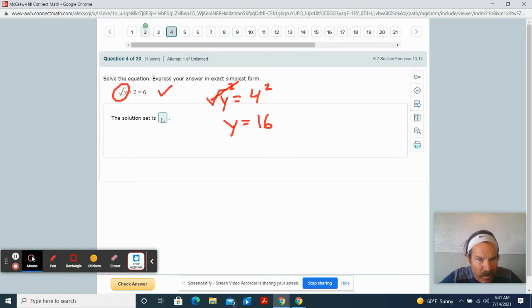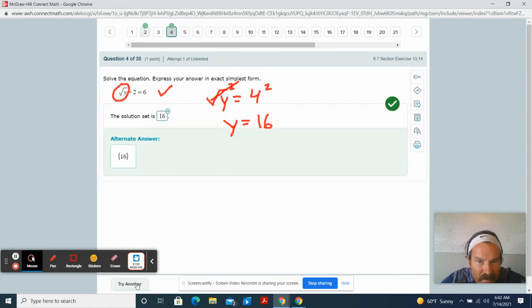Remember when we check the box here? Let me see if we can just put 16 without clicking this thing. Let me check the answer here. Oh yeah, it actually gave me the green check mark. It also told me there's an alternate answer, which is in set notation. That's okay. Green check mark's good either way. So I found something out there.